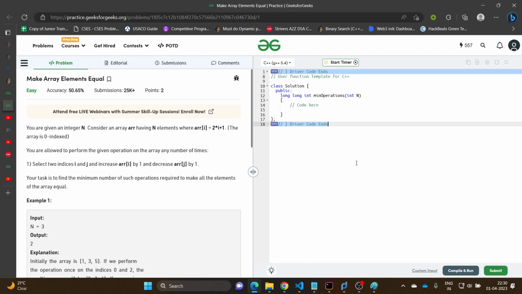Now we are allowed to perform the following operation on the given array any number of times. Select two indices i and j, and increase arr[i] by 1 and decrease arr[j] by 1. The task is to find the minimum number of such operations required to make all the elements of the array equal. Okay, let's understand the test cases in MS Paint.